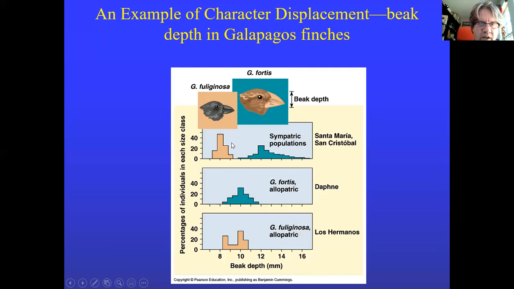So fuliginosa has a smaller beak depth. The fortis has a larger beak depth, and that's kind of a subset almost of the beak sizes that are found in the populations by themselves, right? A little bit of evolution probably suggesting that the fortis is actually going toward bigger beak size, right? And fuliginosa is going to smaller beak size here, right? But basically they're subsets of these when they're by themselves, okay? So that's another example of this happening.